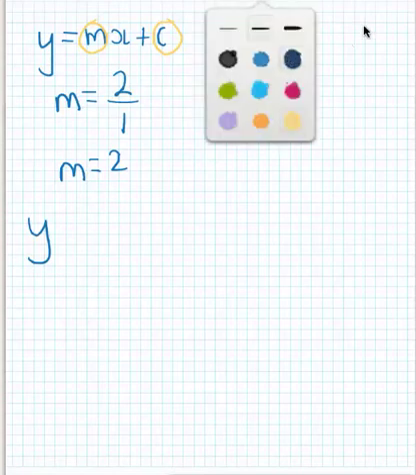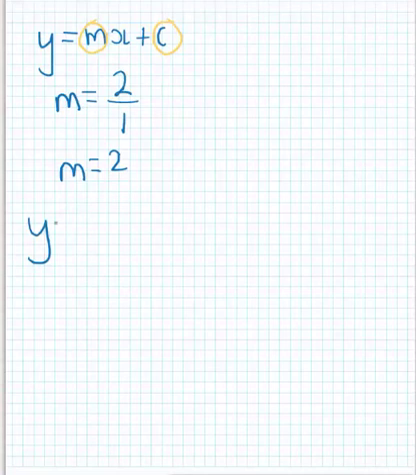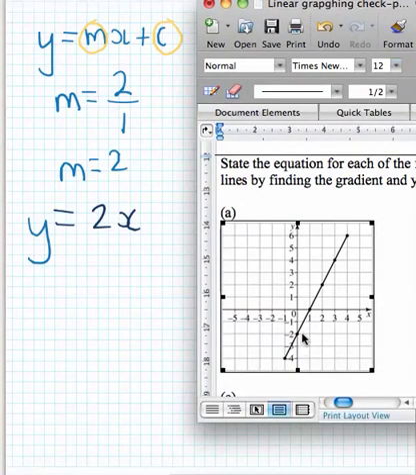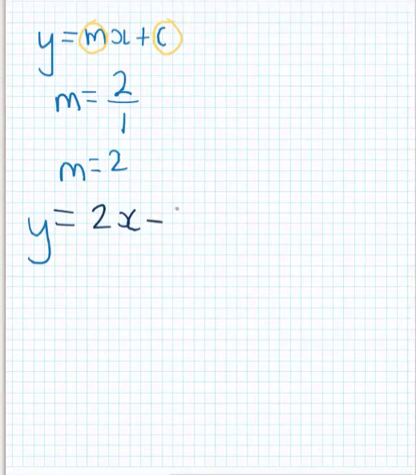Okay, so we found our gradient, which is 2, x stays there. And now what is c? Now c is easy to find when looking at a graph. c is simply the y-intercept, and I can see the y-intercept is -2. So I will write -2. And that is my equation for that straight line. I'll just bring it back onto the page.